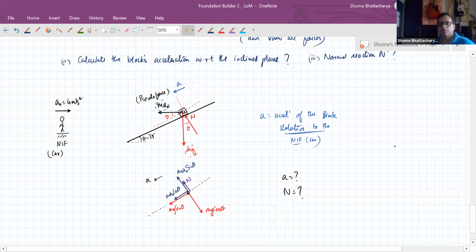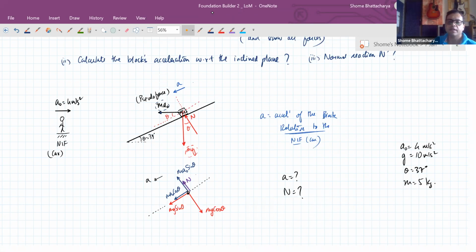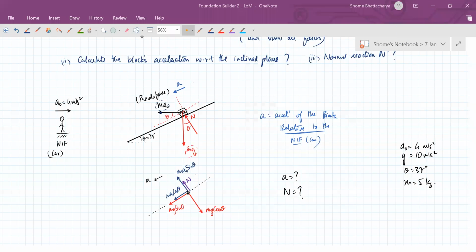Now, as far as the values are concerned, remember that a naught is given to us as 4 meters per second squared. g is equal to 10. Theta is equal to 37 degrees. And mass of the block was 5 kg. So just use these values and find the equations to calculate N and a. Okay, so try to do this fast yourself. I'll put up the answers in a minute.